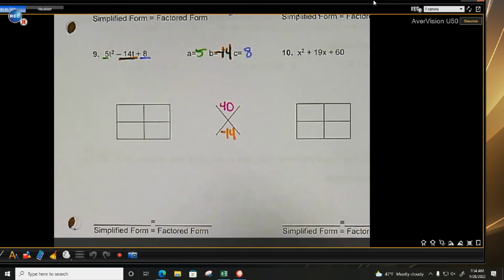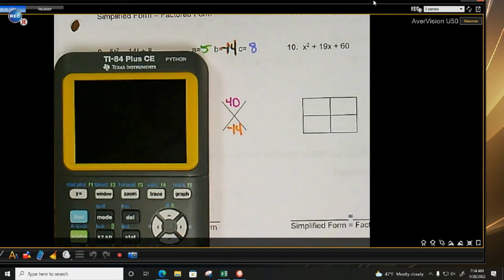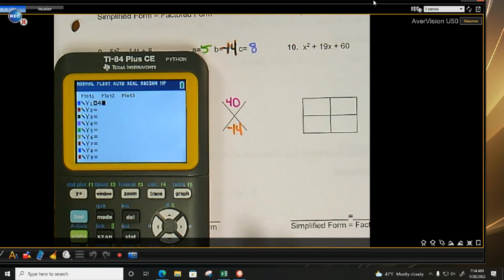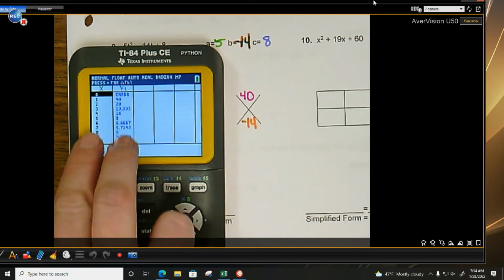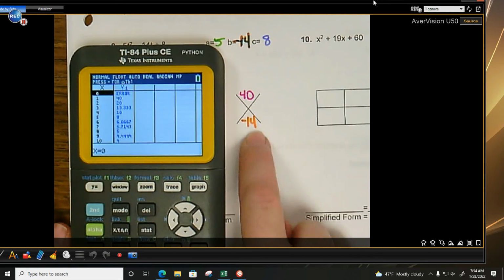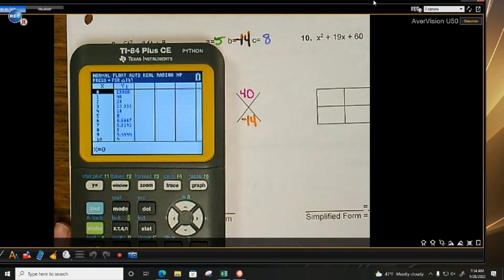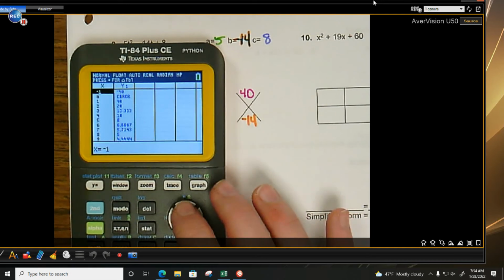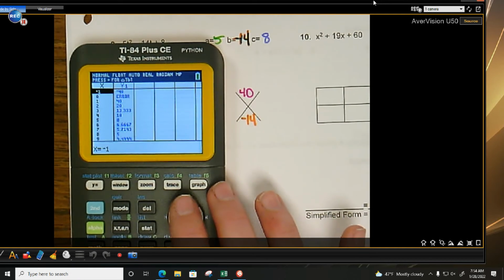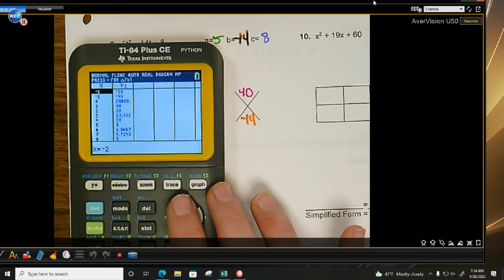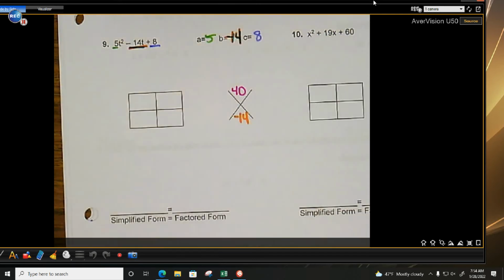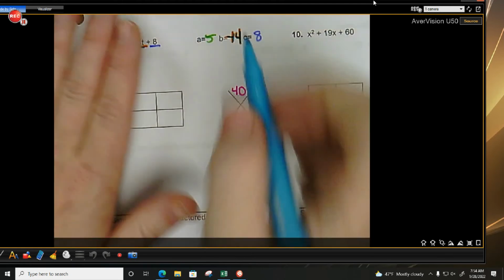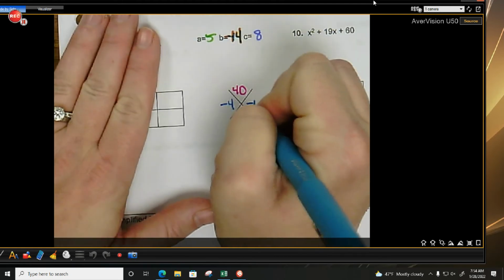Let's go to our calculator. 40 divided by x. I notice all these numbers are positive, I need to get to a negative. So instead of going down, I'm going to go up. Negative 1 minus 40 is negative 41. Negative 2 minus 20 is negative 22. Skip decimals. Negative 4 minus 10 is negative 14.